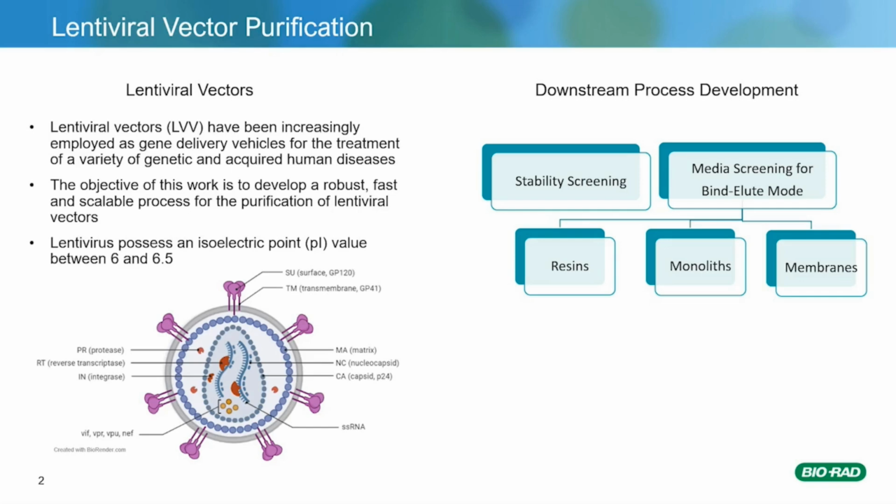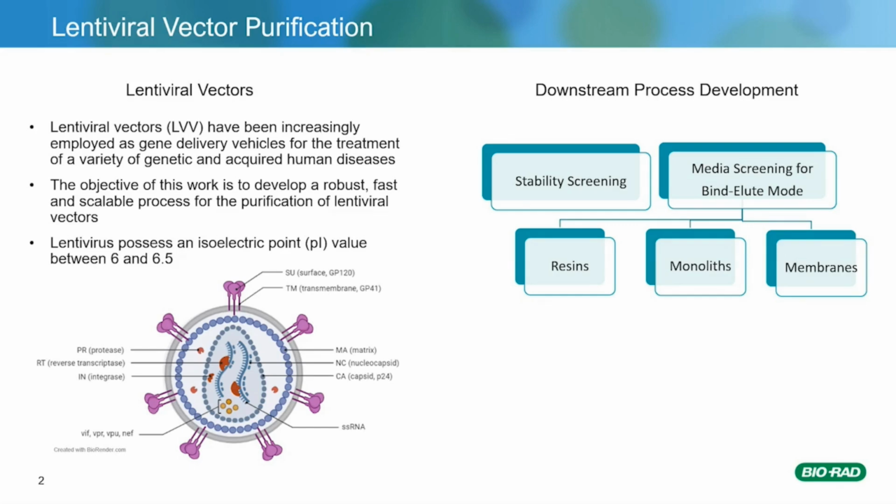We started by learning about the isoelectric point of the lentivirus, which was reported to be between 6 and 6.5. This meant that at a neutral pH environment, lentivirus will acquire a net negative charge and hence can be adsorbed on a positively charged adsorbent, such as the anion exchange resins.